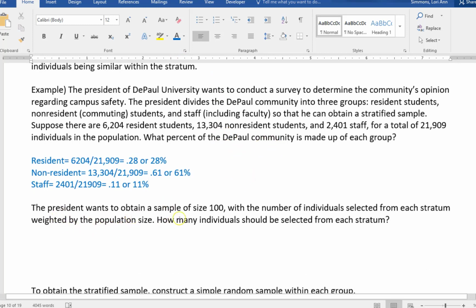The president wants to obtain a sample of size 100 with the number of individuals selected from each stratum weighted by the population size. How many individuals should be selected from each stratum? So these are not the same proportions. So we're not going to survey 33 residents, 33 non-residents, and then 34 staff. You need to do it proportional to the proportion of each. So you're going to take 28% times 100 to get the amount to survey for a resident.